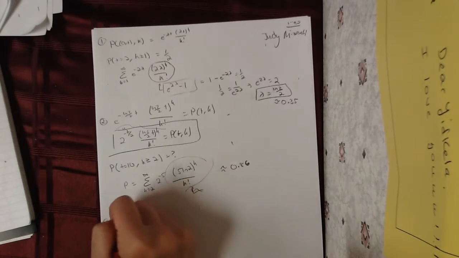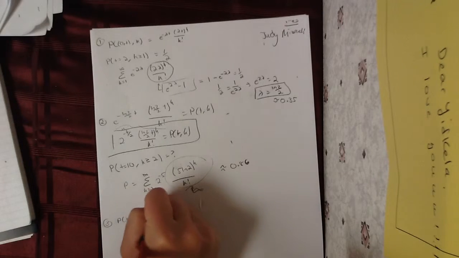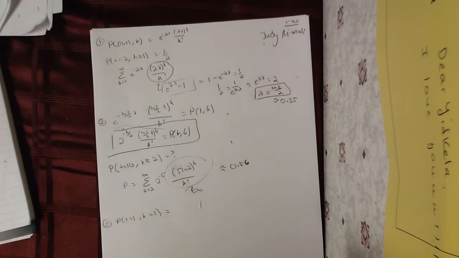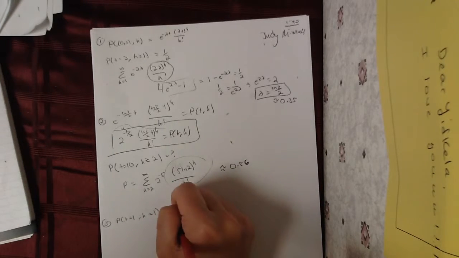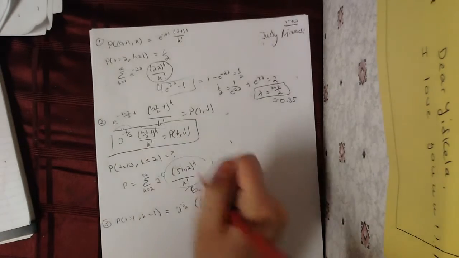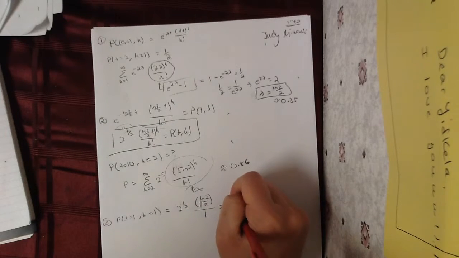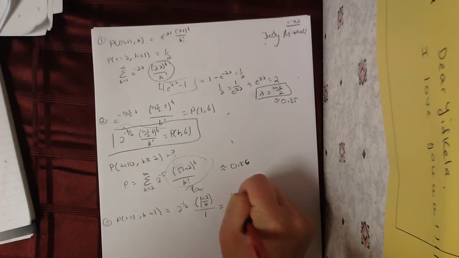This is just easy. Find the probability that in 1 minute, exactly one customer arrives. Okay, k equals 1. Well, this is very easy because we just have one solution. So that's going to be 2 to the minus 1/2 times the ln of 2 over 2 times t, which is just 1, to the k, which is 1 over 1. So we're just going to get ln of 2 over 2 radical 2.